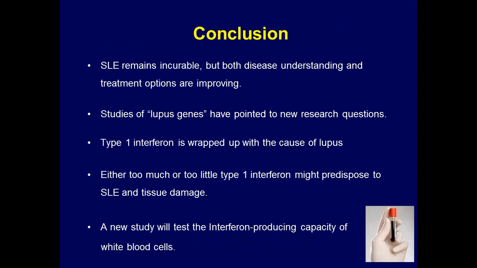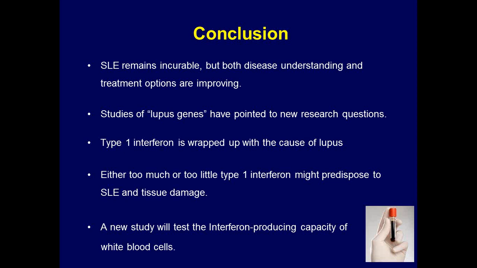So we're coming down to the last few minutes here, but I wanted to just briefly review what we've talked about. The disease lupus remains incurable, but I'm excited that both our understanding of the disease cause and new treatment options are improving and on the road. The studies of lupus genes like PTPN22 have pointed to important new research questions and directions. And this molecule, type 1 interferon, is definitely wrapped up with the cause of lupus. Whether too much or too little might predispose to lupus is still an open question, but interferon is an important driver. And we've got a new study to plumb this question further.